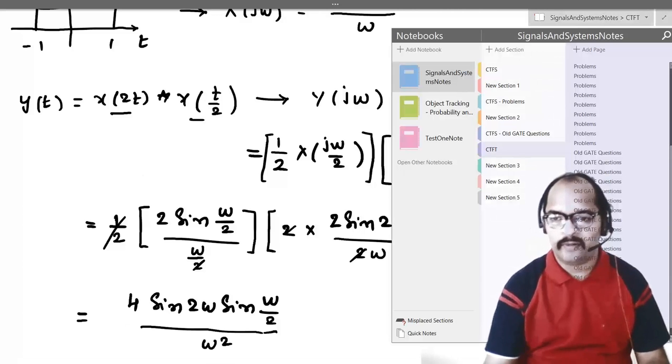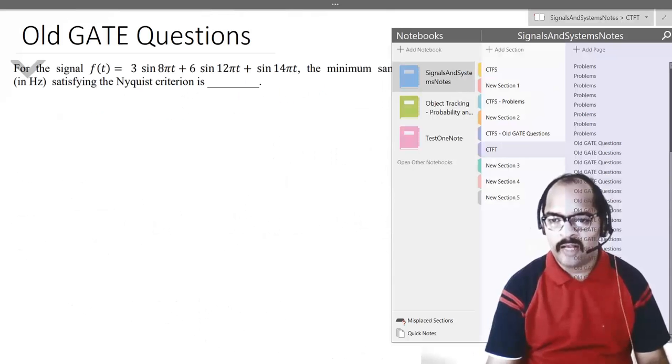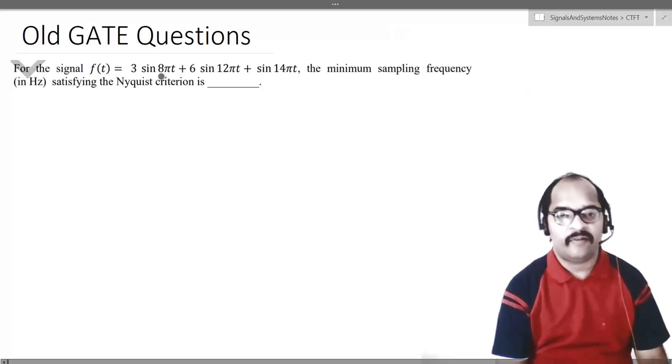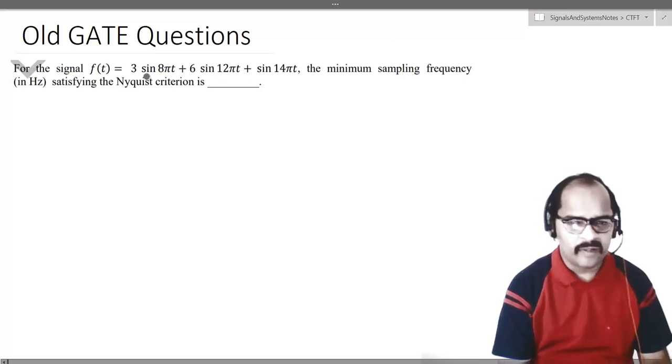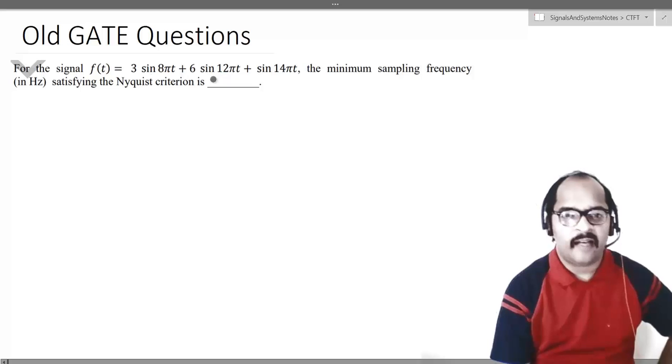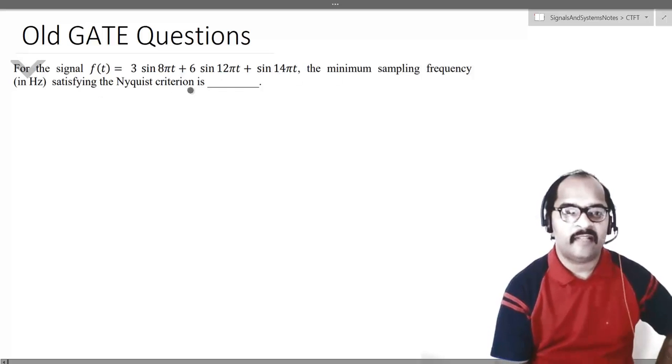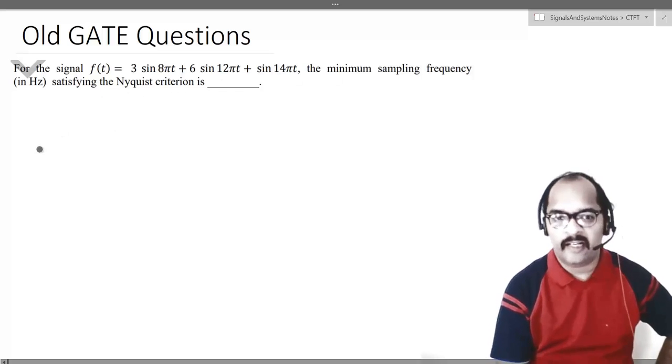Okay, right. So let's go to the last problem, which is this. For the signal f of t equal to sine 8 pi t plus 6 sine 12 pi t plus sine 14 pi t, the minimum sampling frequency satisfying the Nyquist criterion is dash.